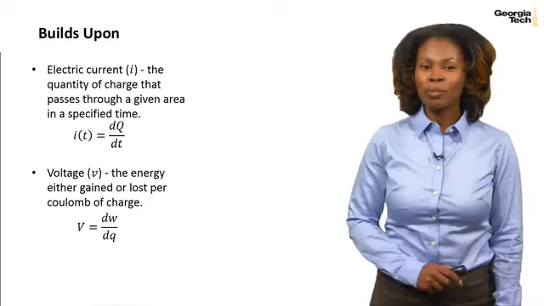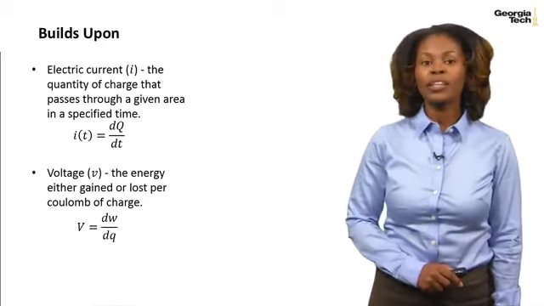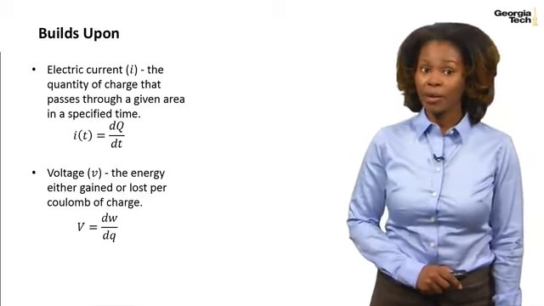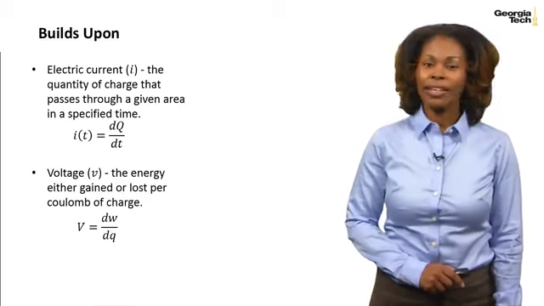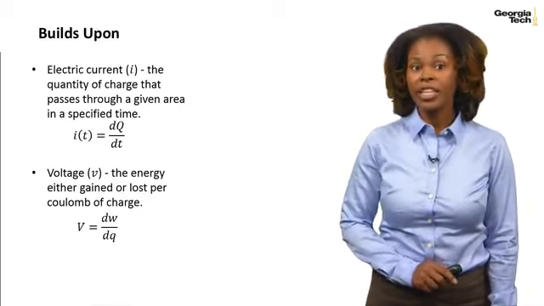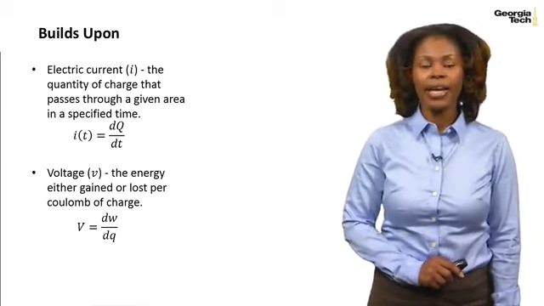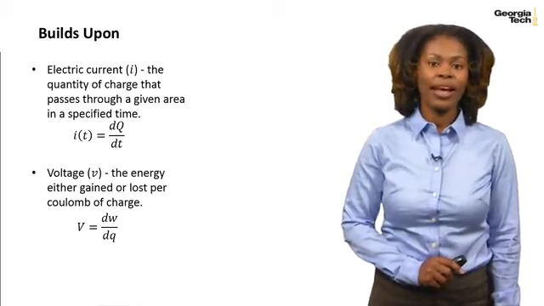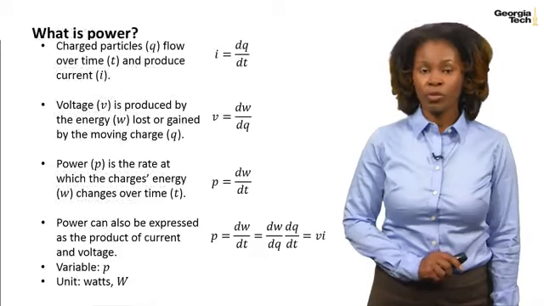This lesson builds upon two things. First is the concept of electric current, which is the quantity of charge that passes through a given area in a specified time. And remember that current is dq/dt. This lesson also builds upon voltage, which is the energy gained or lost by a coulomb of charge. And remember that voltage can be written as dw/dq, or change in energy per coulomb of charge.